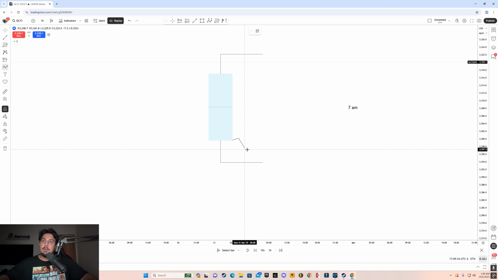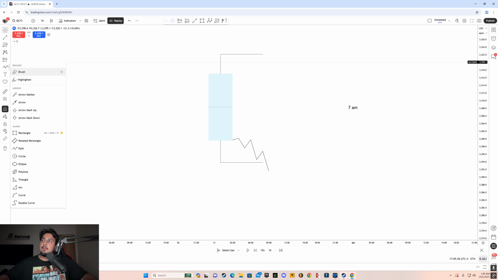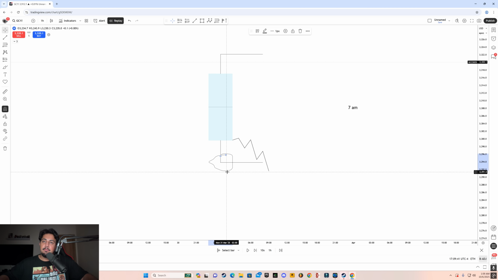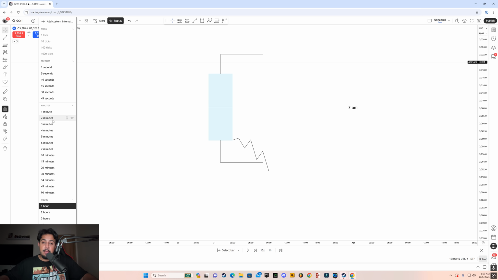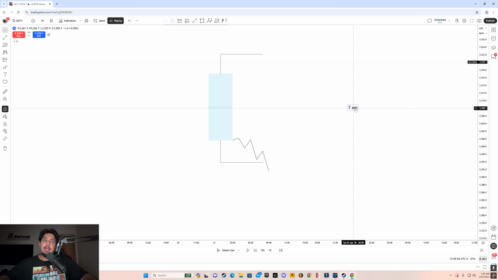Okay, so what you want to do is wait for price to either sweep out the low or the high. So let's say that price sweeps out the 7 a.m. low. Now the next step is that you have to drop down to the 2-minute time frame. We're not going to the 1-minute time frame, because since we are trading gold, 1 minute is just too volatile. So we want to go to the 2-minute time frame. Now here is the entry model. All right, this is very simple.